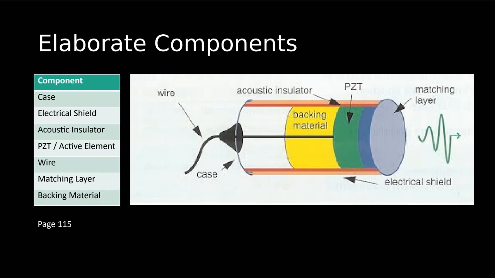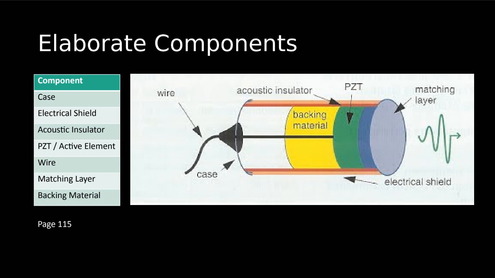So here, this is actually right from page 115 in your textbook. So make sure you go through the chart that they have on page 115. We're going to talk about each of these components today, but if you need further clarification, you can definitely reference the textbook. There are 7 main components to a simple transducer.